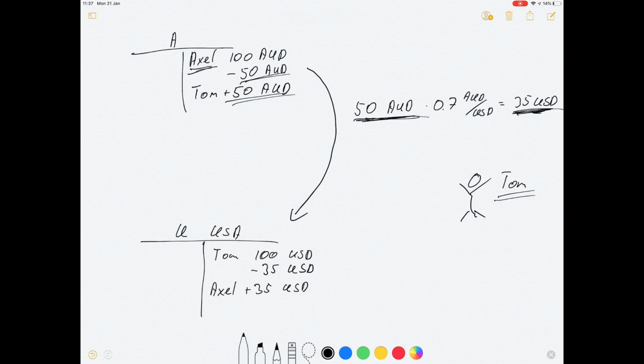What we basically did is, from the bank's point of view, they owed Axel Australian dollars, and now they owe the same amount to Tom. Similarly, the US bank used to owe Tom 100 US dollars, and now they owe Tom only 65, but therefore they owe me 35 US dollars. The important thing to learn here is that actually no Australian dollars move towards the US.